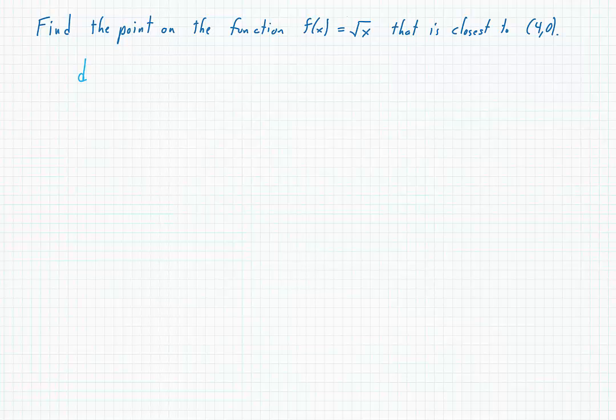And we know that distance is going to be equal to the square root of (x2 minus x1) squared plus (y2 minus y1) squared. That's just in general the distance between 2 points. Now, we're not trying to find the distance necessarily to the curve itself. We're trying to find the distance to a point on the curve from (4, 0), and we're trying to find a point that minimizes that distance. So we definitely want to use this idea.